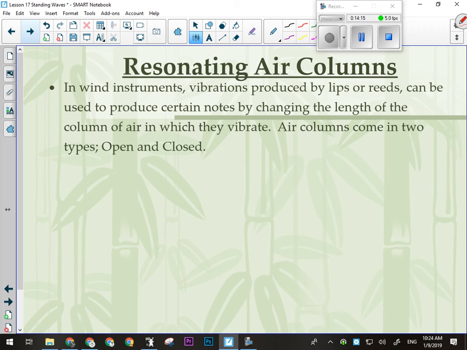Now, if you want to create different sounds in a wind instrument, you need to change the length of the column of air. You don't change what's going on with your lips or the reed. You change the length of the column of air, which is why instruments have keys. You press on these keys and it opens up different holes for the air to escape.